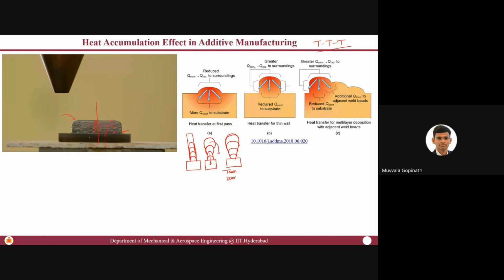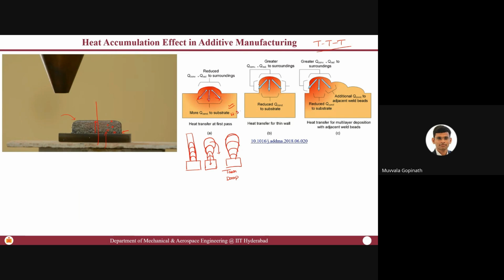And what is the reason? The very first layer that you are depositing is on the substrate, which will act as a heat sink. Your substrate is a heat sink. So immediately the entire heat is absorbed, and because we are talking about a molten pool, it solidifies very quickly.